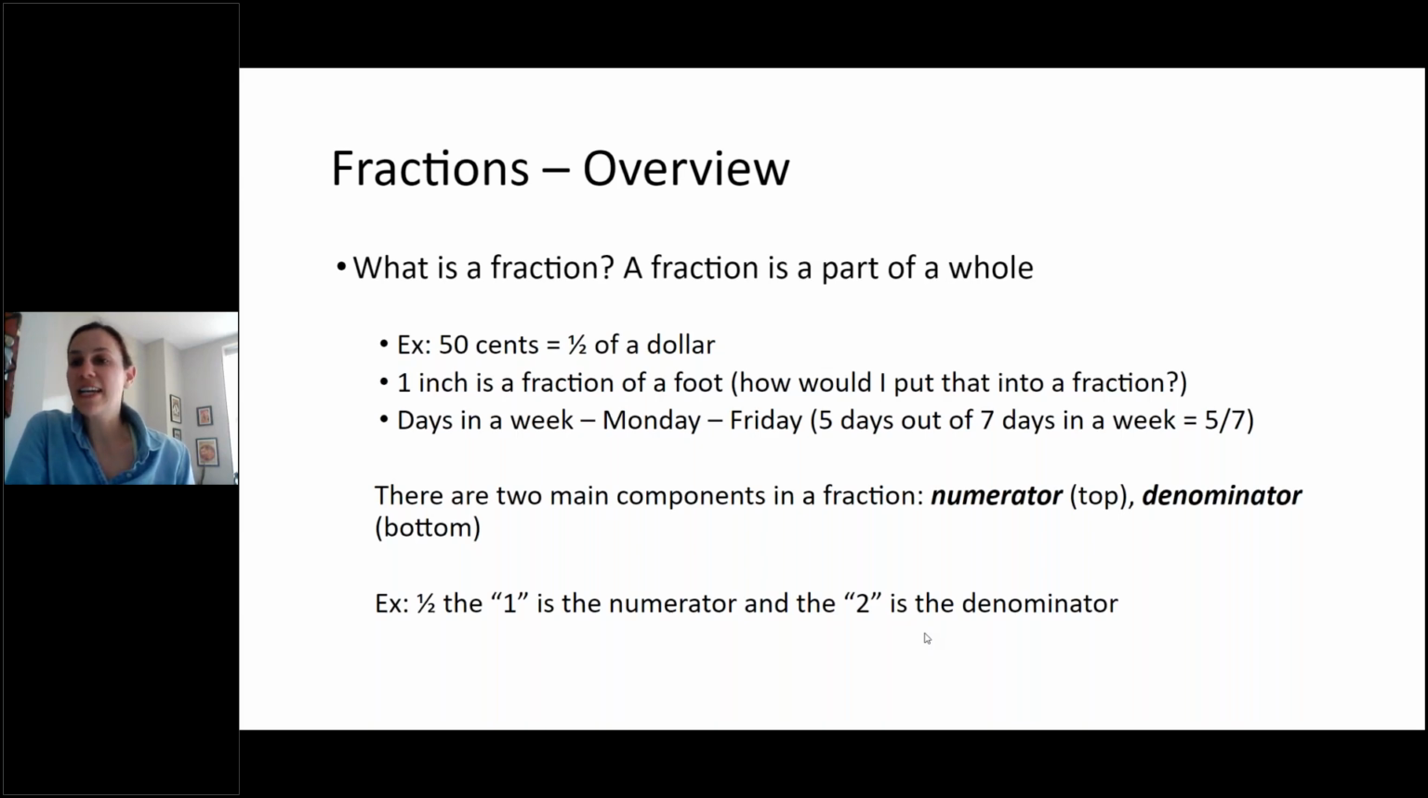Same thing if we're looking at days in a week. If I'm looking at what fraction of the entire week, which is 7 days, is Monday through Friday, I know Monday through Friday is 5 days, so that's the piece, and 7 days is the totality of the week. So the piece, the 5, goes in the numerator, which is the top, and 7, the whole, is the denominator, the bottom. So think top, numerator, bottom, denominator.